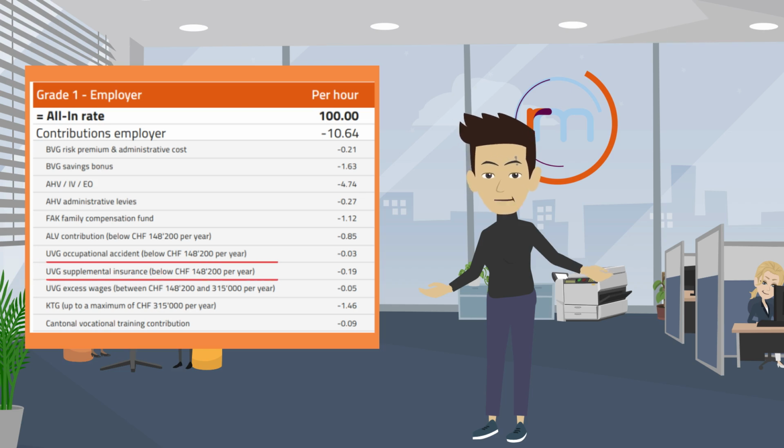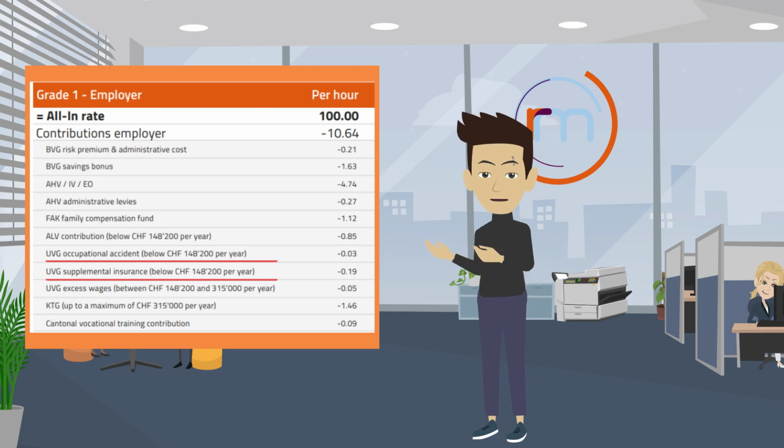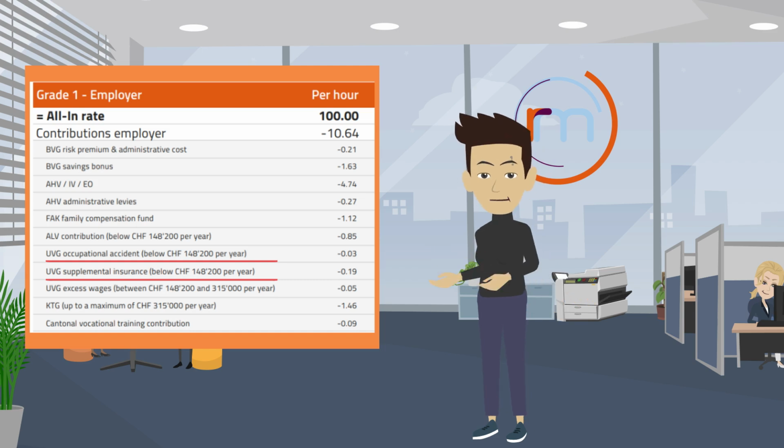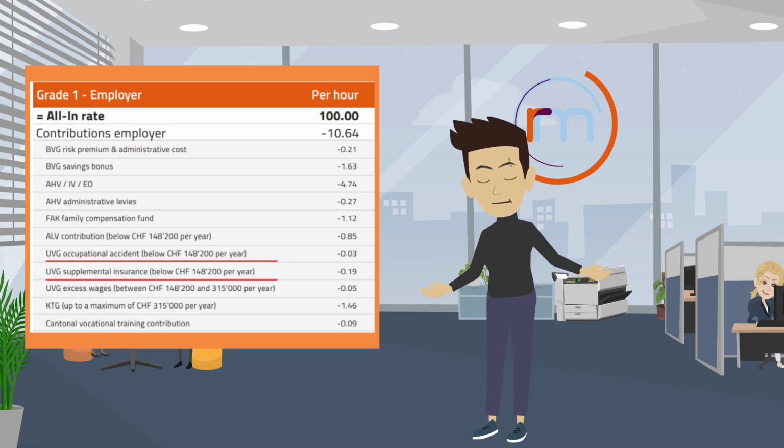Next on the list are unemployment insurance contributions, followed by UVG, which is the accident insurance, split into different components to ensure that your full salary is covered. The normal SUVA insurance is capped. The sick pay insurance at RM is fully paid by the employer. There are no deductions on the employee side for this at all.